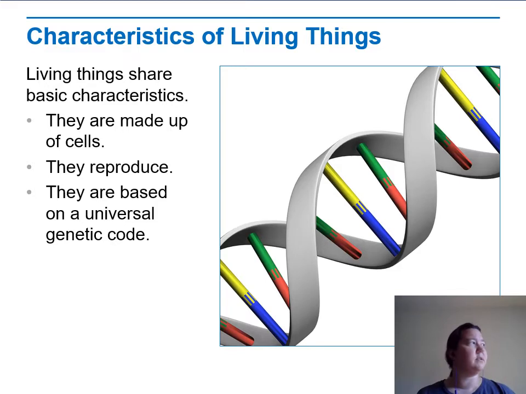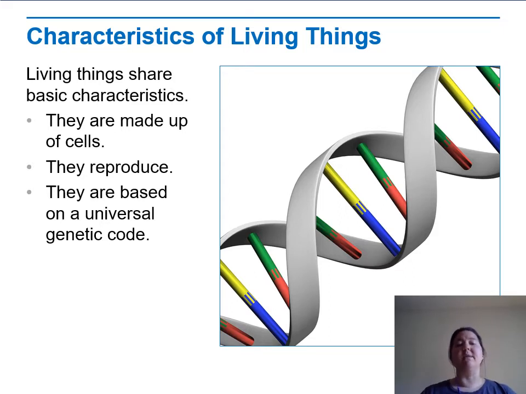Characteristics of living things. So all living things share basic characteristics. Three of the basic characteristics are they are made up of cells, either one or more cells. Okay, so we are made up of a ton of cells, billions of cells.